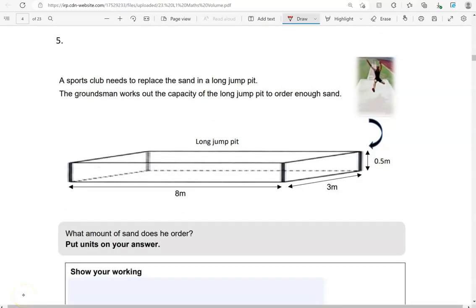The sports club needs to replace the sand in a long jump pit. The groundsman works out the capacity of the long jump pit to order enough sand. What amount of sand does he order? Put units on your answer. So we need to work out the volume, and we've got the 3 dimensions. 8 meters by 3 meters by 0.5 meters.